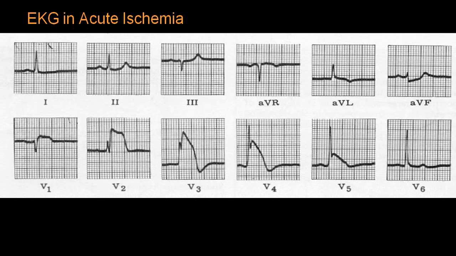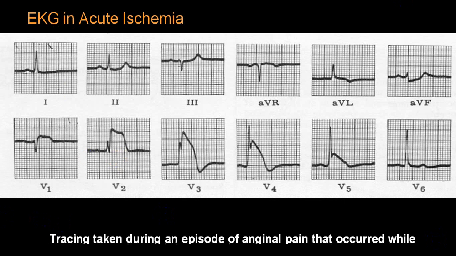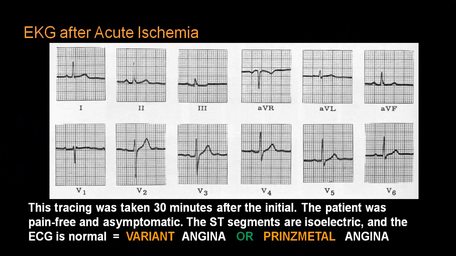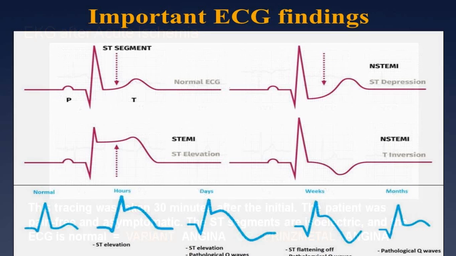This is in case of variant angina, you can have an ST segment elevation during chest pain and coronary artery spasm, and after rest or by drug, spasm is relieved, ECG changes will come back to normal and there will be no change in troponin. That's why it is labeled as vasospastic or variant or Prinzmetal angina.